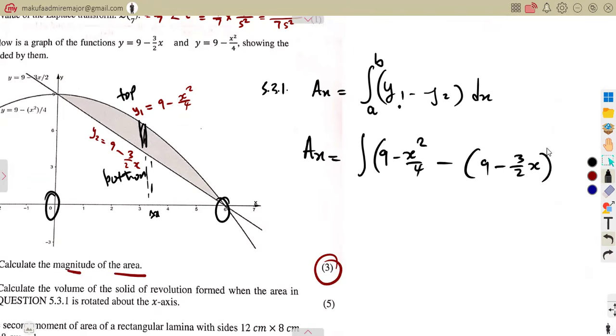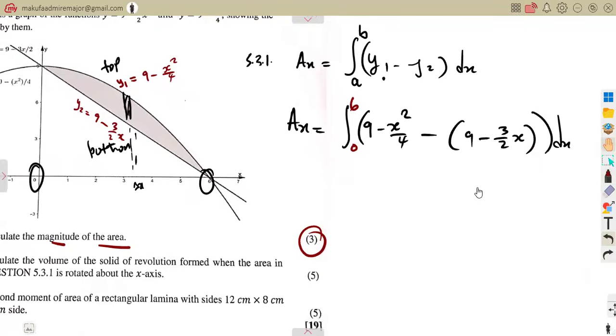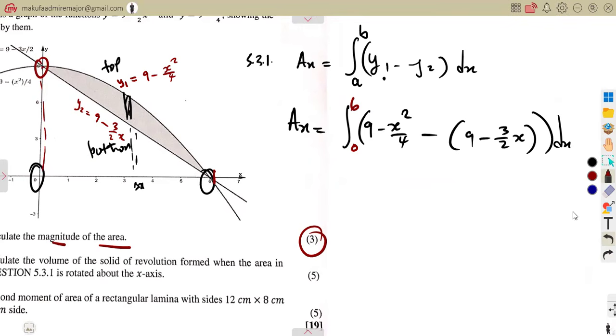So that's it. We're going to integrate this with respect to x with our limits from 0 to 6. That's from 0 to 6, already given the limits at the point of intersection. From the point of intersection, x there is a 0, x here is a 3. So that's it, guys. Can we integrate this? No, we can expand the brackets. Then we can integrate after that.